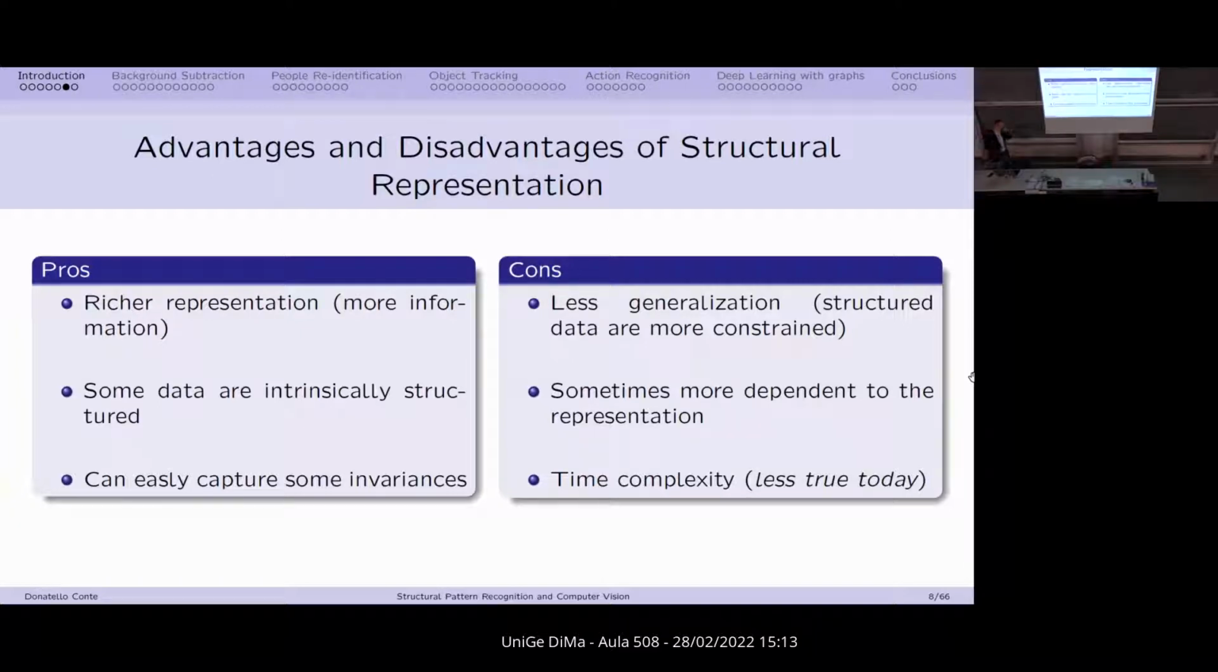And finally, the computational complexity is higher than statistical methods. This is because we have multiple dimensions when representing graphs, and in this case we need more time. But this is less true today, because we will see at the end of the talk that we use some graph representations also in deep learning techniques, and somehow effectively, without a very high complexity with respect to statistical methods. But historically, time has always been a problem when we deal with graphs.